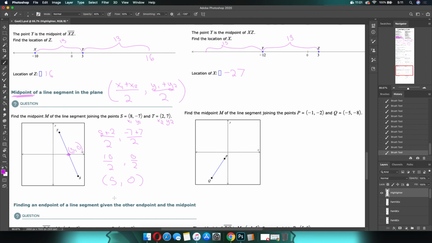Over here, what do we have? We have x1, y1, x2, y2. So we're going to lump our x's together, negative 1 plus negative 5 over 2. And then we're going to lump our y's together, negative 2 plus negative 8 all over 2. And now we simplify, so that's going to be negative 6 over 2, negative 10 over 2. So that answer is going to be negative 3, negative 5. And that visually looks about right, so we know that we did something pretty good.